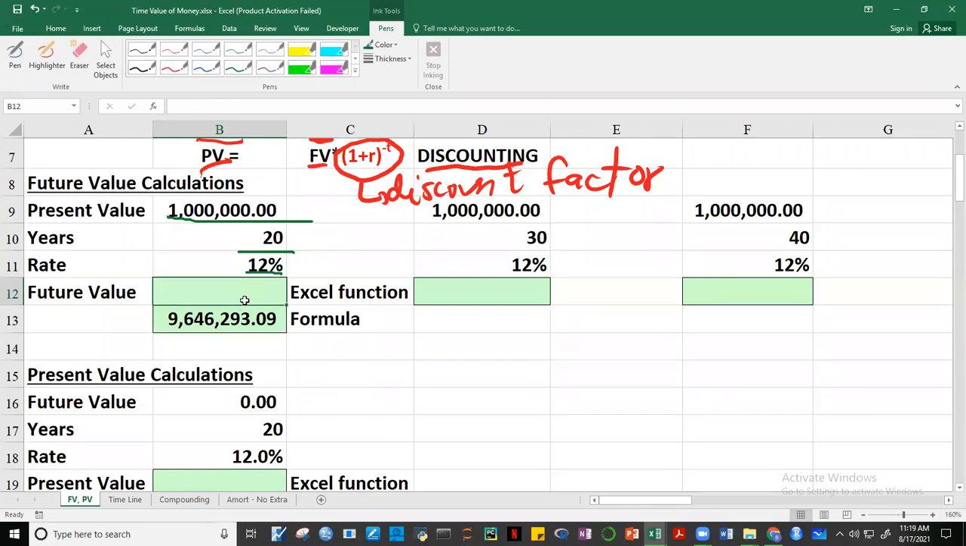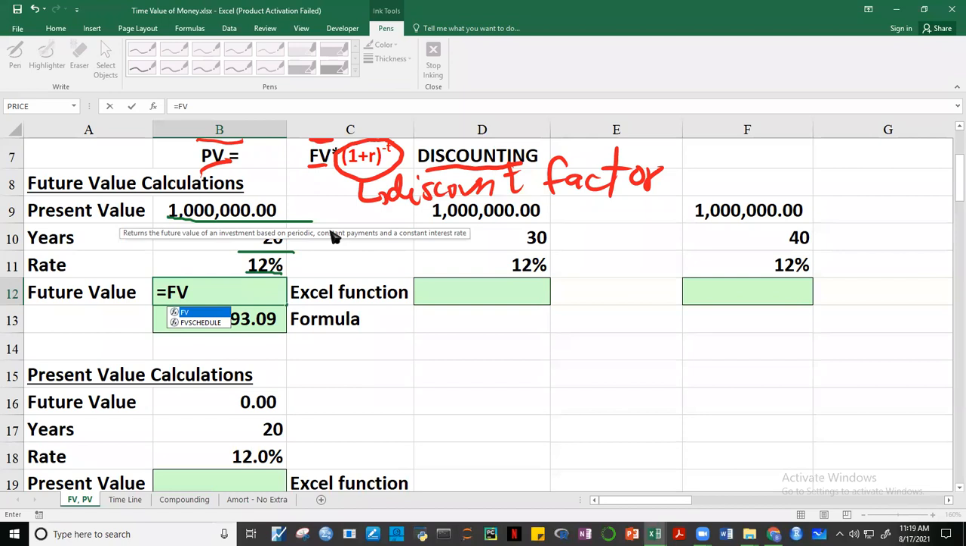Now, we can use the Excel function. Maraming functions sa Excel. If you want the future value, then there's a function called FV, future value. Before you type the parentheses, ina-explain ni Excel kung ano yung laman ng FV na to. Sabi dito, it returns the future value of an investment. Future value of an investment.